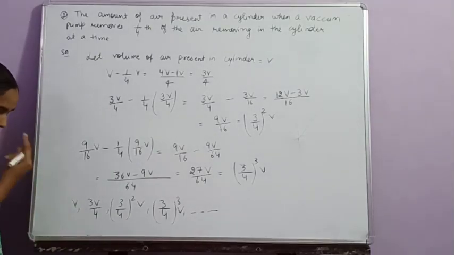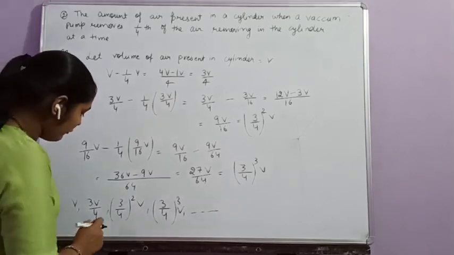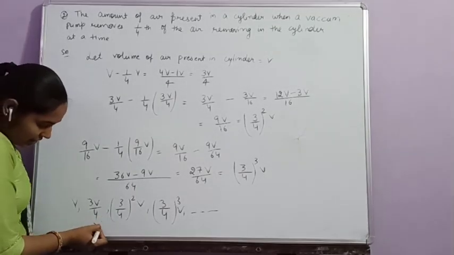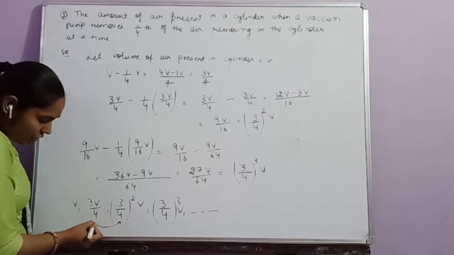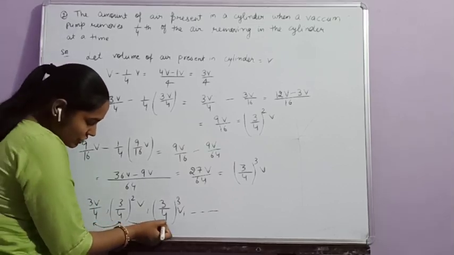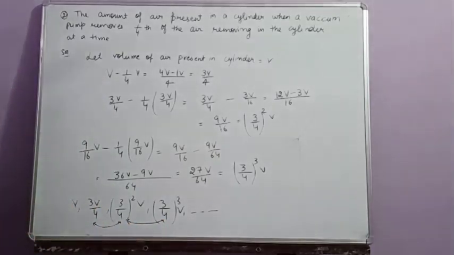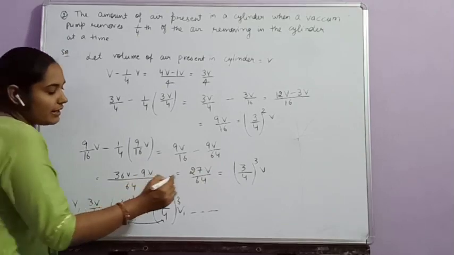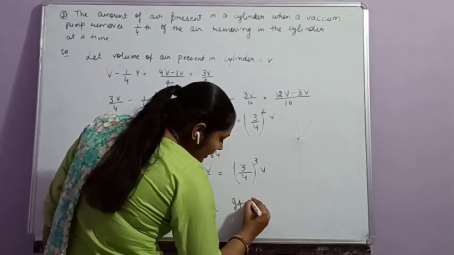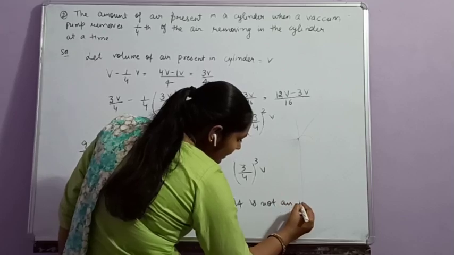We can see that difference between 3V by 4 minus V is minus V by 4. Similarly, difference between these two terms is not equal to minus V by 4. Similarly, difference between these two terms is also different. So, difference between two consecutive terms is not same. So, it is not an AP.